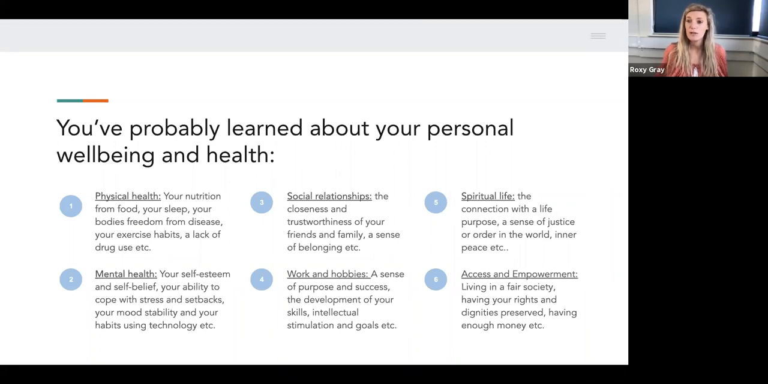So definitely your relationship with God and a connection to something outside of yourself, a sense of justice and order in the world, life's purpose, all of those things contribute as well to your personal well-being.